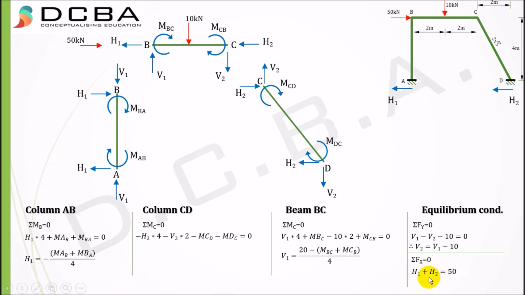Now I have this relation, that H2 equals 50 minus H1, and H1 I already have in terms of moments. So H2 also I got in terms of moments. So now in this equation, everything is in terms of moments. We just need to substitute them now, and we'll do it in this step.